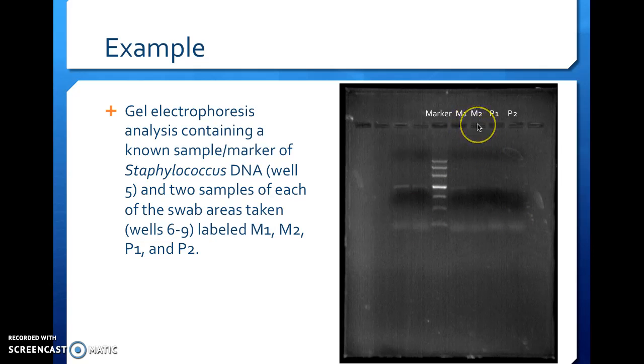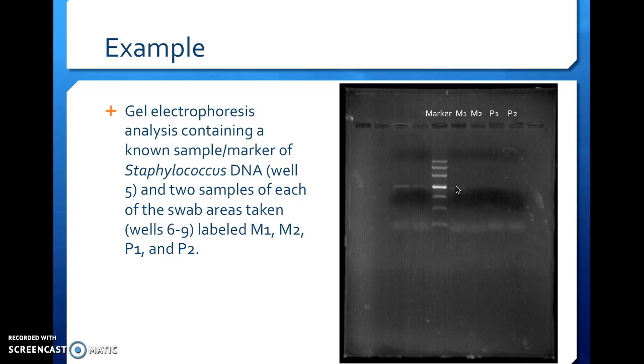If we look at the M1 and M2 slots, however, if you go down M1 here, M1 has one band similar to that of the marker. M2 does not have any strands. But we can look at M1 and say because a line showed up in our gel electrophoresis, we can say that there is a commonality of the DNA found in M1 compared to our marker. So we can say that Staphylococcus could be present in our M1 sample there.